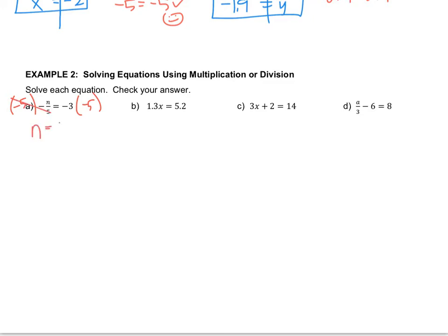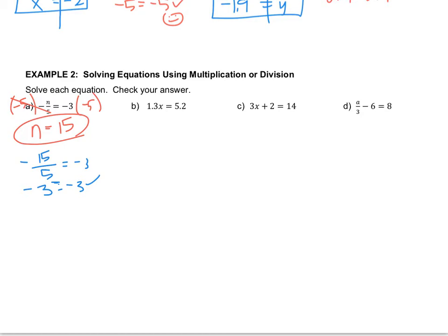So then I have n equals 15, and I'm going to plug it in to make sure that it's right. -15 over 5 equals -3, and that's true because I know that 15 divided by 5 is 3, and a negative divided by a positive is a negative.